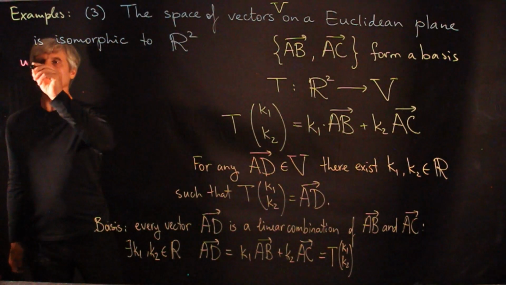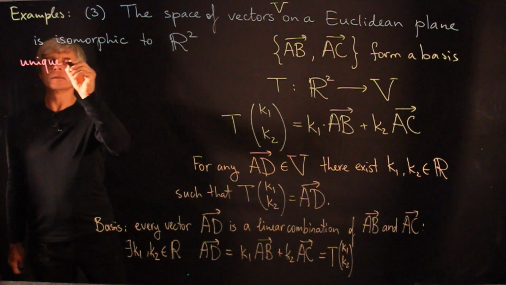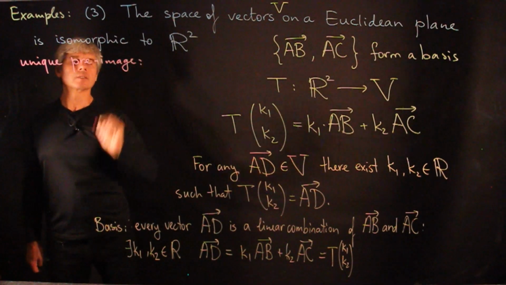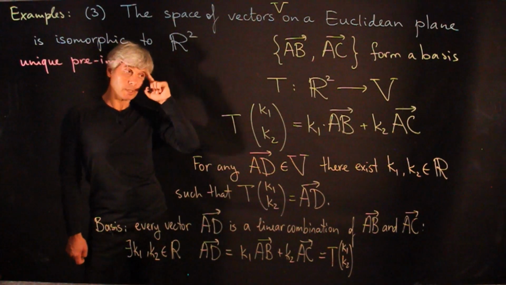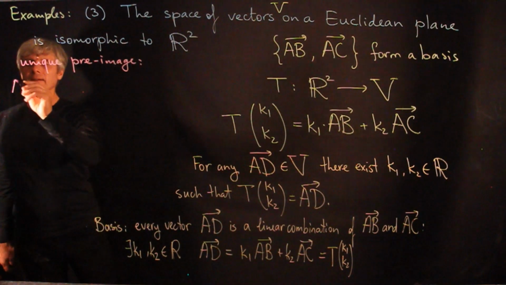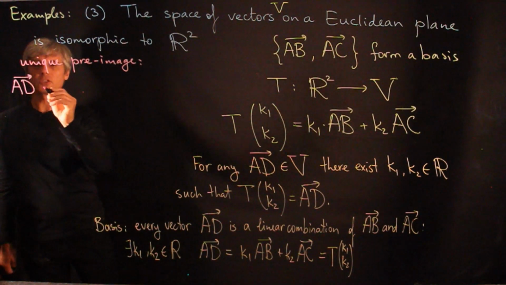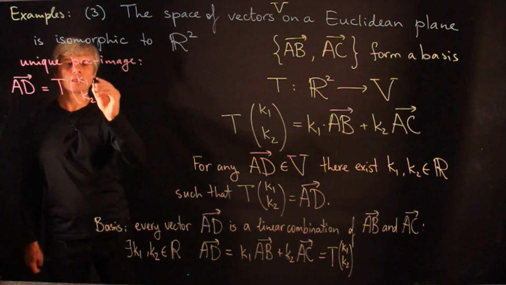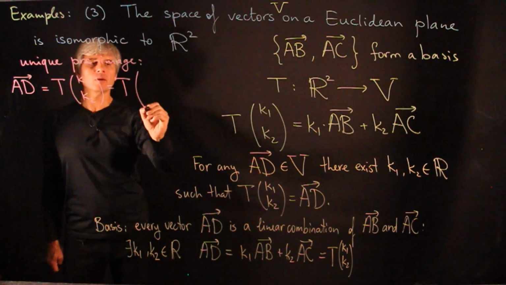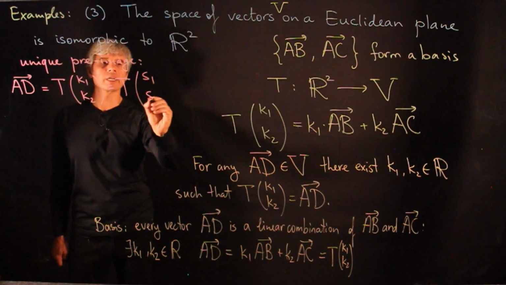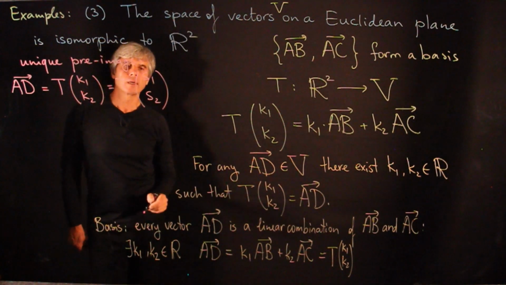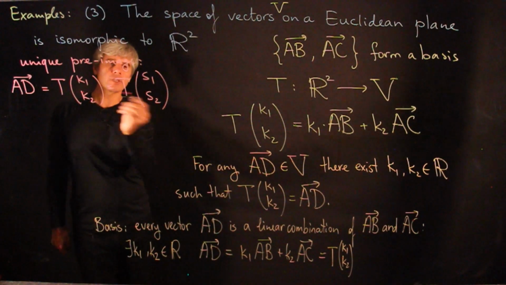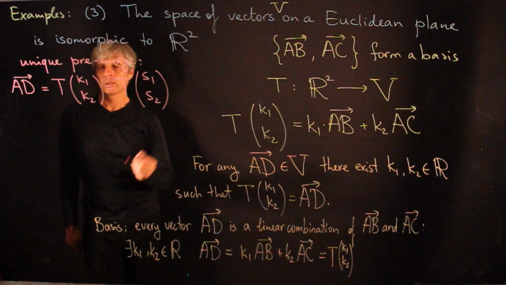So, unique preimage. How do we prove this? Suppose some vector AD has two preimages. So it's T of K1, K2, but also it's T of another vector from R2, S1, S2. We need to show that if we have this equality, then these two vectors must be the same. So what does it mean?